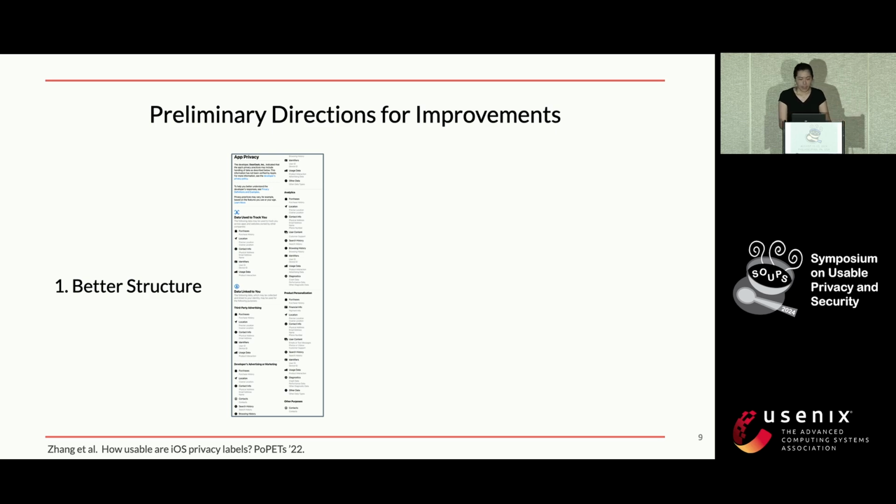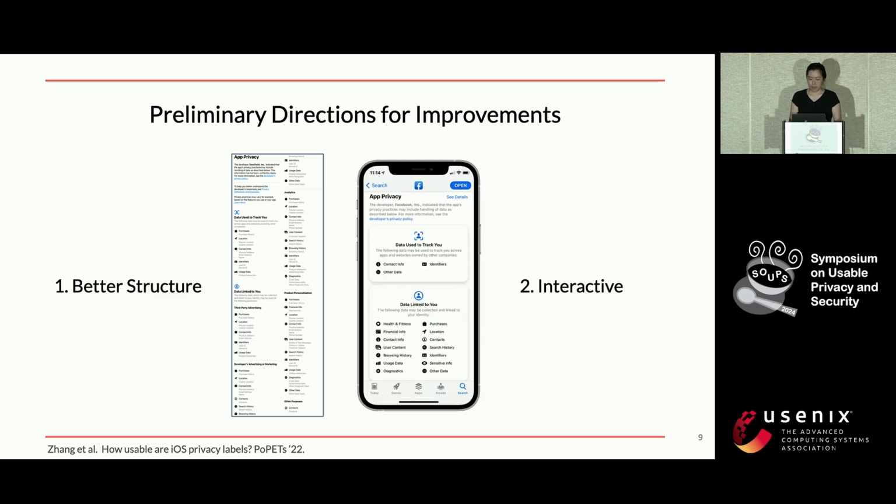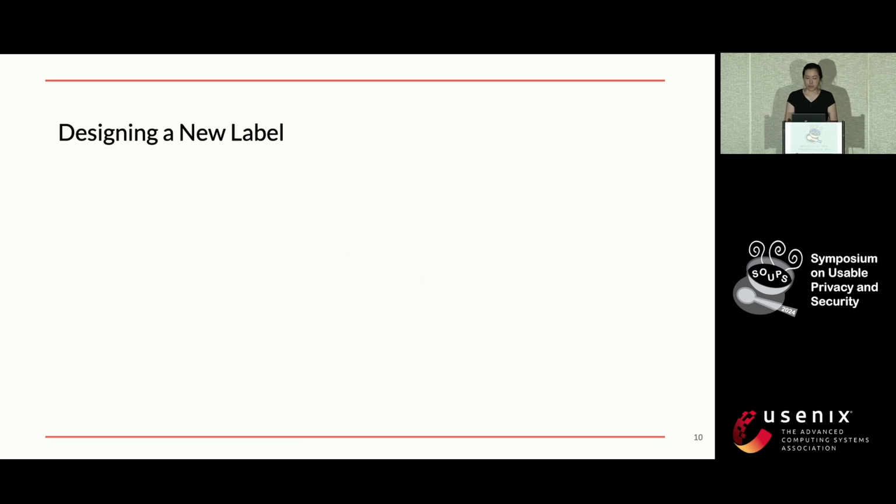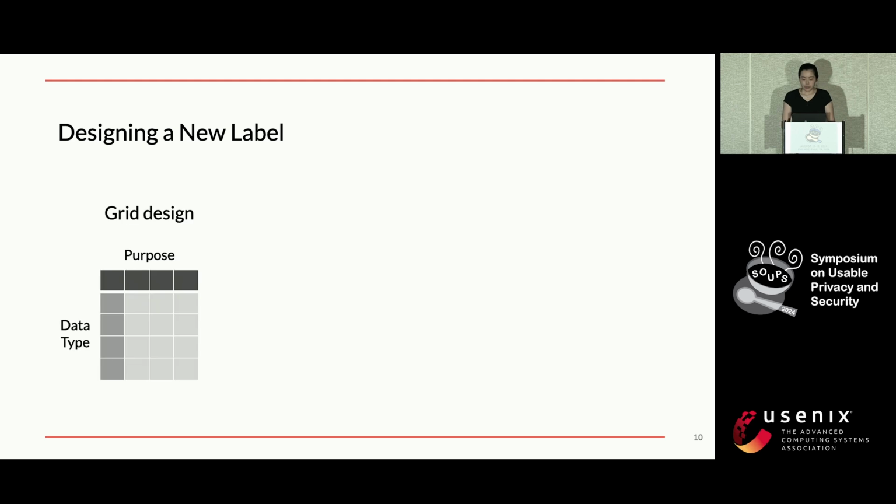And another direction is to make the labels interactive. A lot of participants tried to interact with labels, but were disappointed to find out there was nothing they could do to actually interact with the labels. Apple actually changed it, so now there's a little interaction to it since that paper. All right, so we tried to design a new label that could address some of the issues that I discussed. So we used a grid design for the 2-dimensional data purpose and data type.